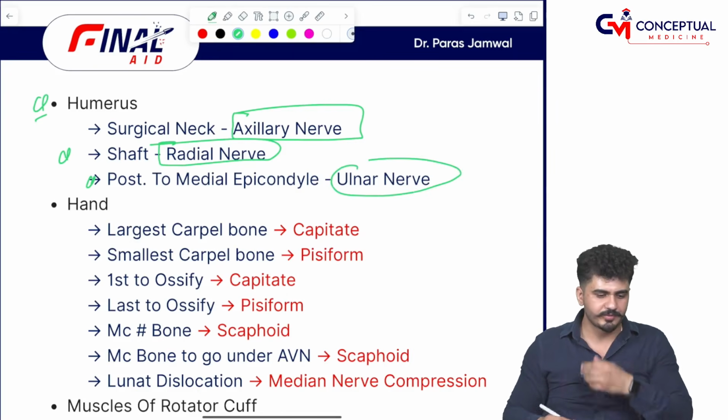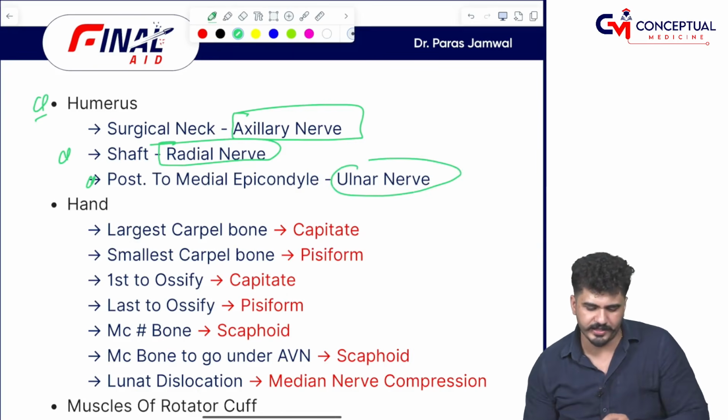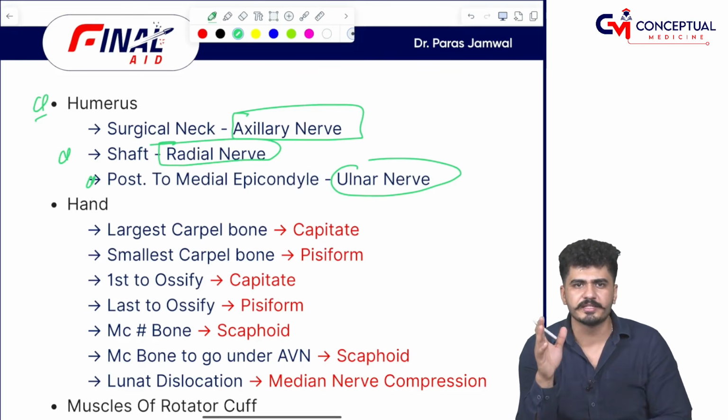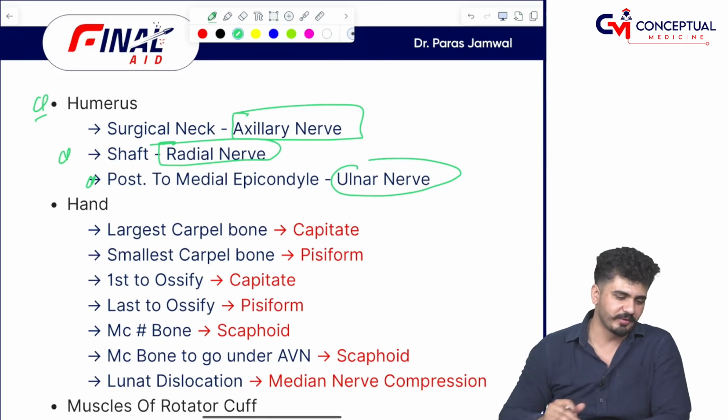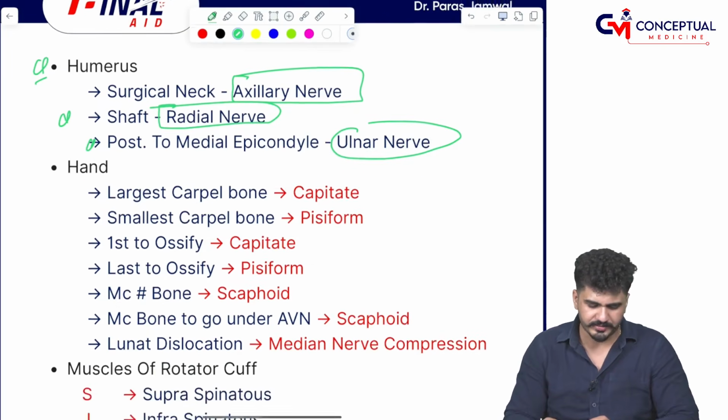And the name of nerve is what, sir? Your ulnar nerve. Done and dusted. So 3 important areas of the humerus you have to understand. Exam questions are coming from this area, my dear friends. Coming to the next, hand.